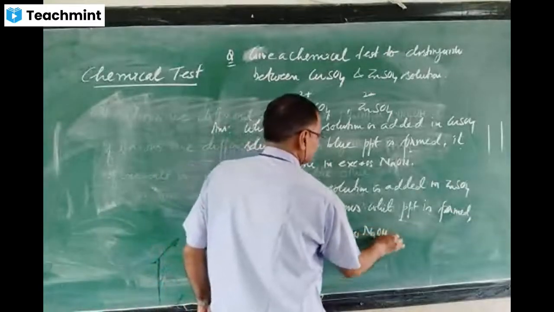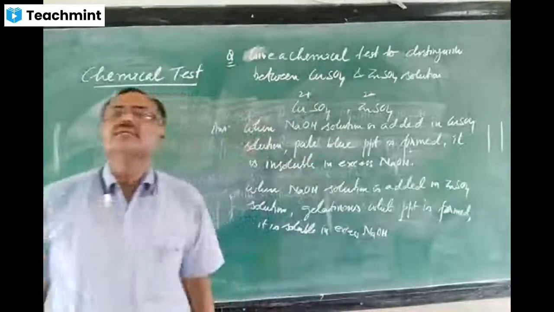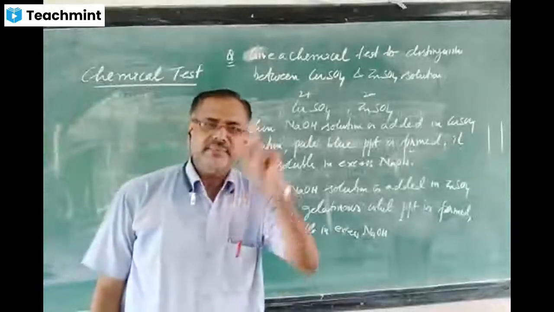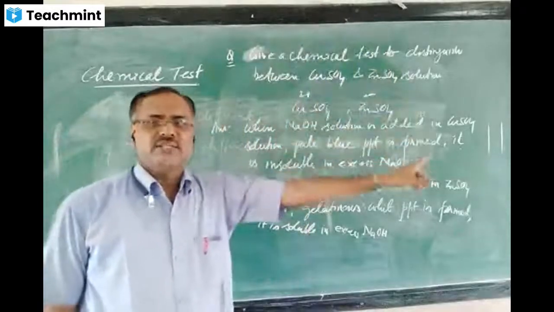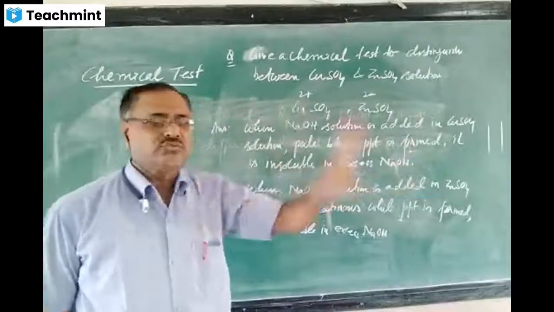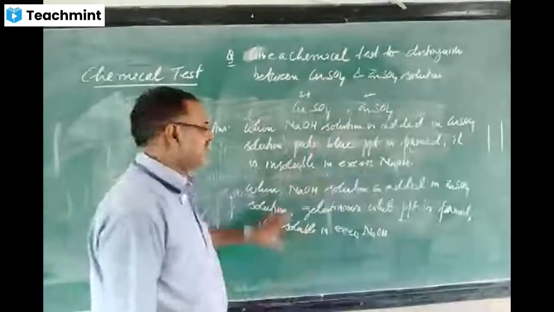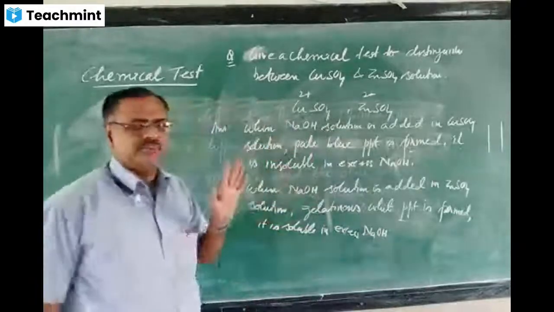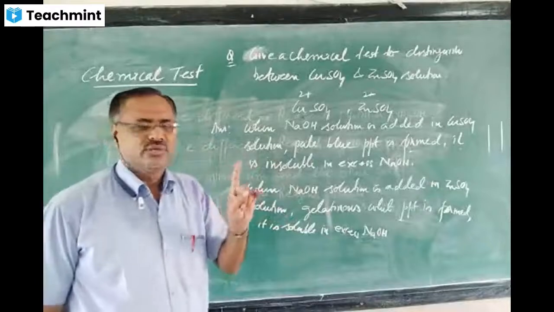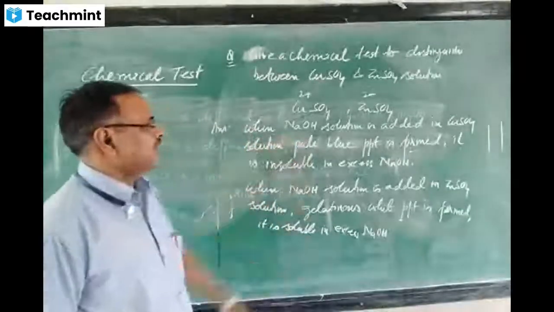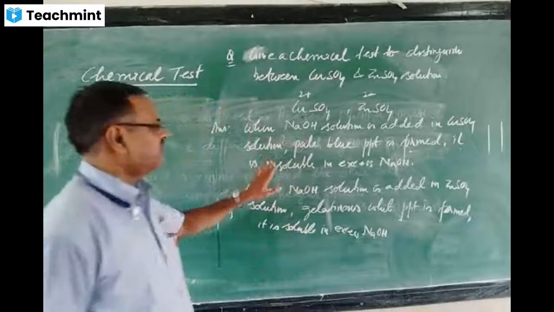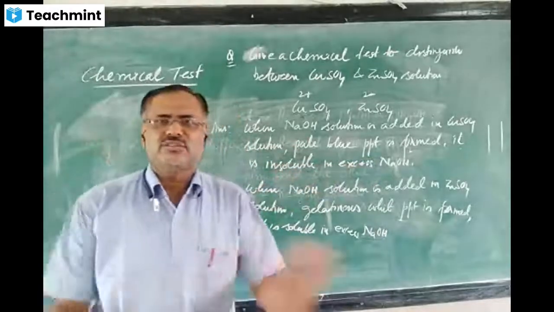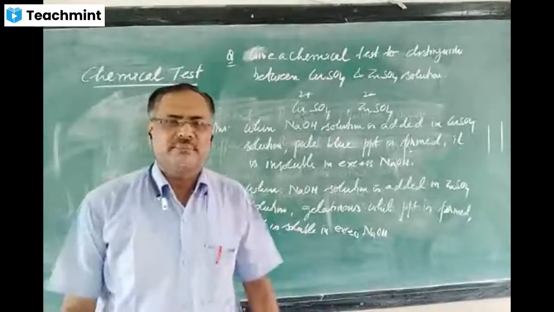In such questions I want to tell you that you have to use the same reagent and then get different observations. You cannot use one reagent for one compound and another reagent for the other compound. For example, if here you have taken sodium hydroxide, here you cannot take ammonium hydroxide. That is wrong. You have to use the same reagent. So see what is written here: when sodium hydroxide solution is added in copper sulfate solution, a pale blue precipitate is formed. It is insoluble in excess sodium hydroxide. Chemical equation is not required. Marks are given only on the observation.